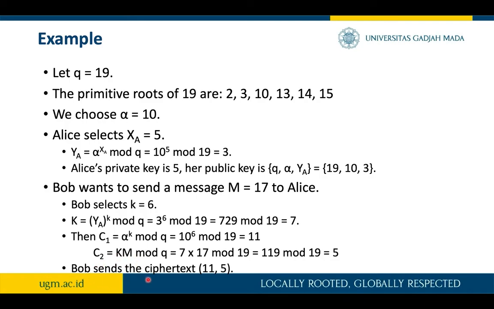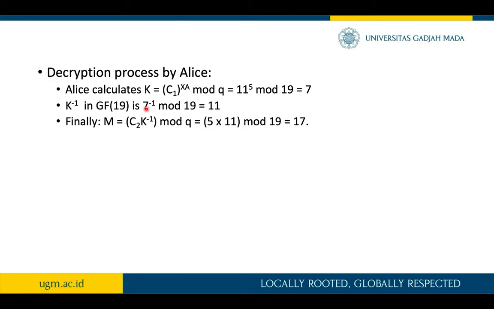Then Bob sends the ciphertext, which consists of two parts, C1 and C2, 11 and 5. At the receiver side, Alice will be able to decrypt the message. First, Alice needs to calculate K based on C1 using her private key XA. The result is 7, and then K inverse is calculated in modulo 19, and the result is 11. Then Alice will be able to recover M, which is calculated based on C2 and the inverse of K: 5 times 11 modulo 19, which is 17.